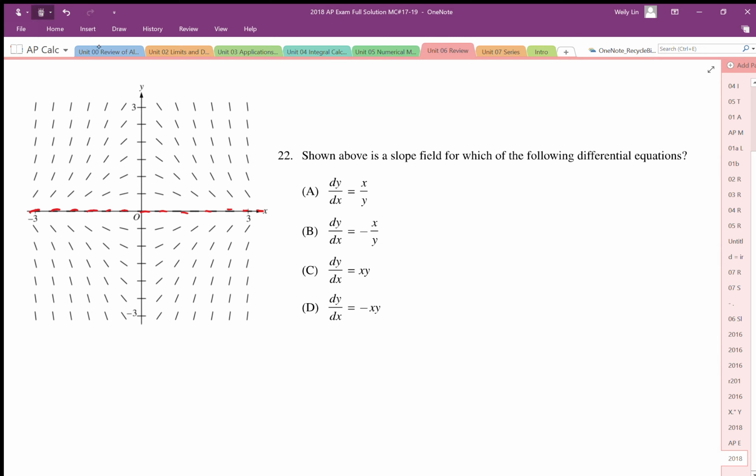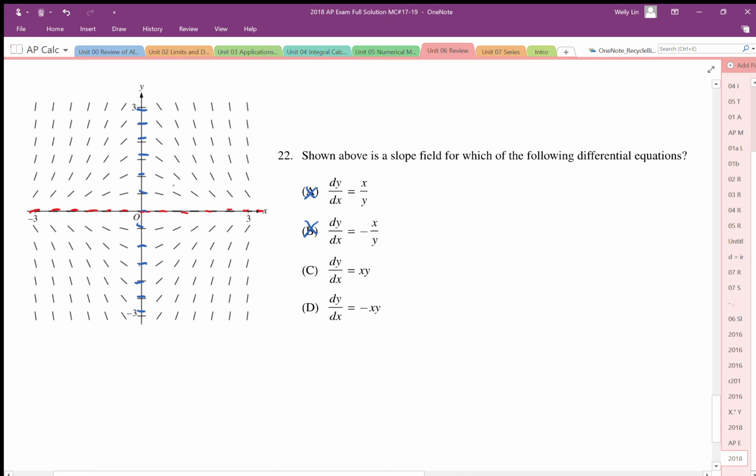The other hint that we can look at is when x is 0, we have slopes of 0. Okay, so that means that x must be a factor in this differential equation. So C, we can kind of rule out B and A. We can see that C and D are our main options. So what we can do is we can kind of test these coordinates into these slope field points. We know that the blue and red ones I've highlighted will work because those are going to give us 0 slopes.